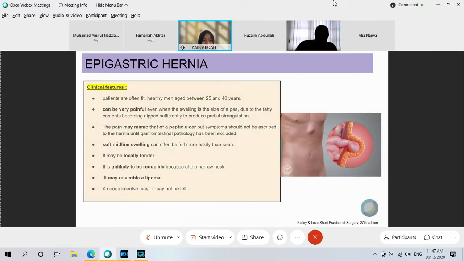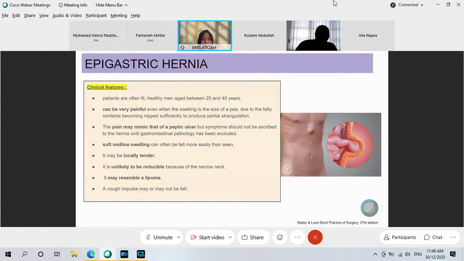Okay, for the clinical features, like I mentioned just now, usually those who love heavy weight lifting. That's why patients are often fit, healthy men aged between 25 and 40 years. It can be very painful, even when the swelling is small. Sometimes it is associated with eating and sitting on a chair, and the patient will usually describe it as peptic ulcer because the pain may mimic peptic ulcer.